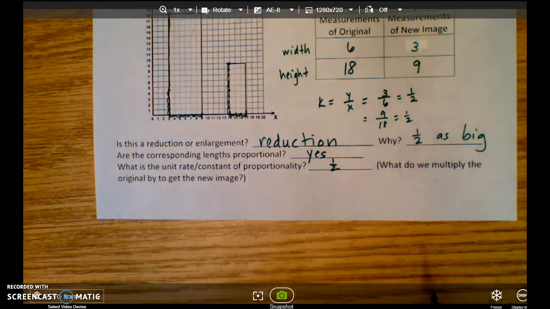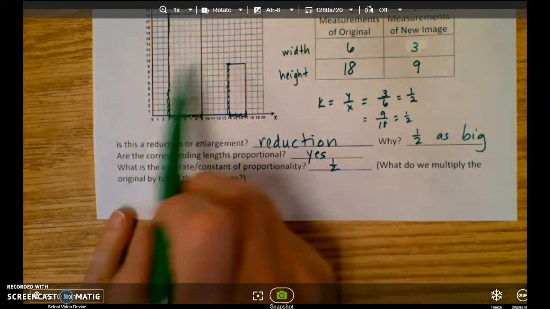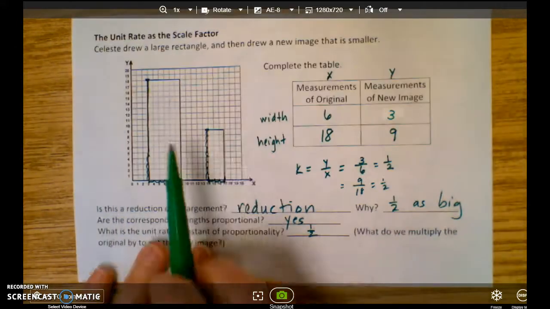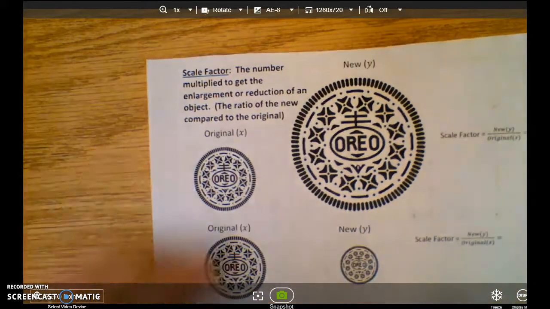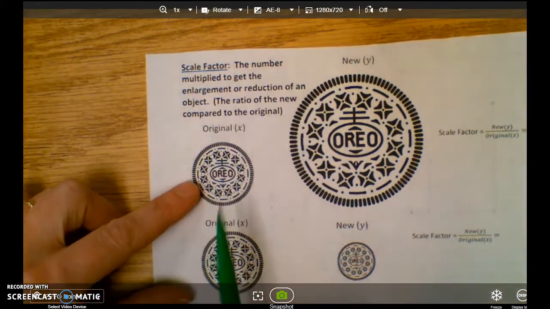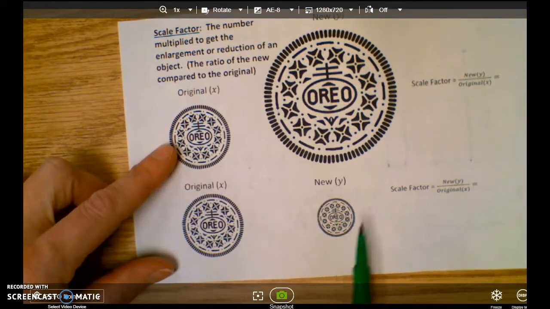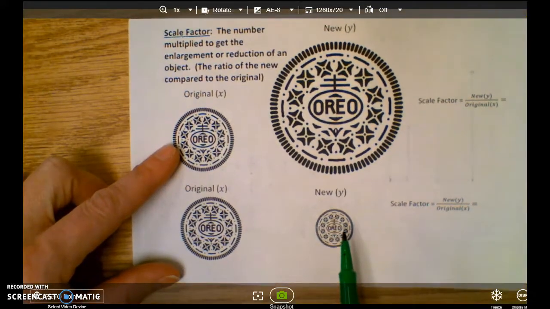And that means we would have to multiply by a half if we started with an original figure and we wanted to end up with a new image. So, now what we have to look at is my favorite thing, Oreo cookies. Sometimes Oreo cookies, the originals are really good. They make miniature, mini-sized little Oreos, and those are pretty good too.